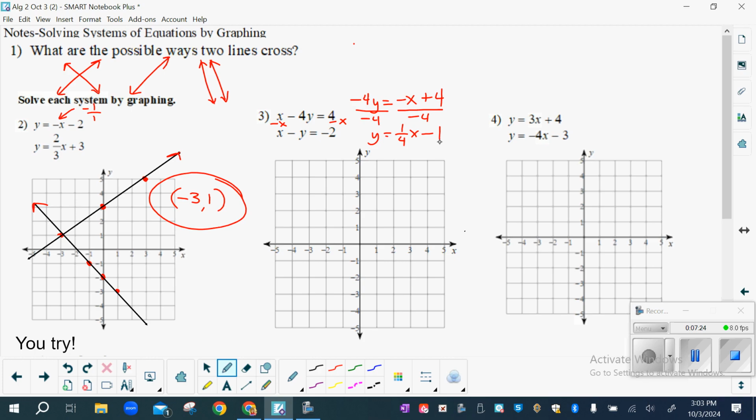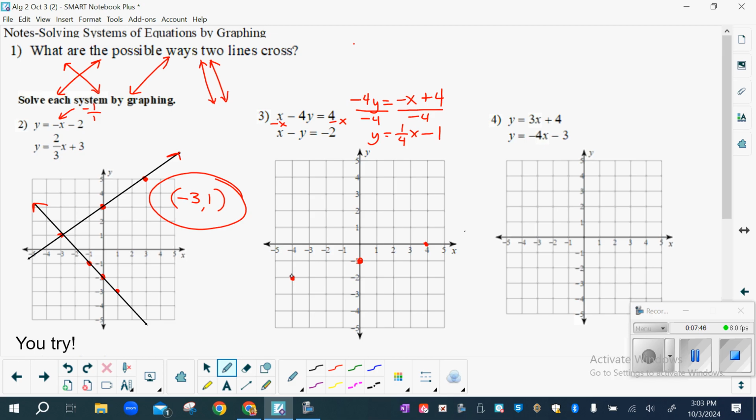Let's go ahead and graph that. Start at -1. Up 1, right 4. And down 1, left 4. And again, I recommend that you draw your lines. Or it's a lot easier if I wait until I have both of them.